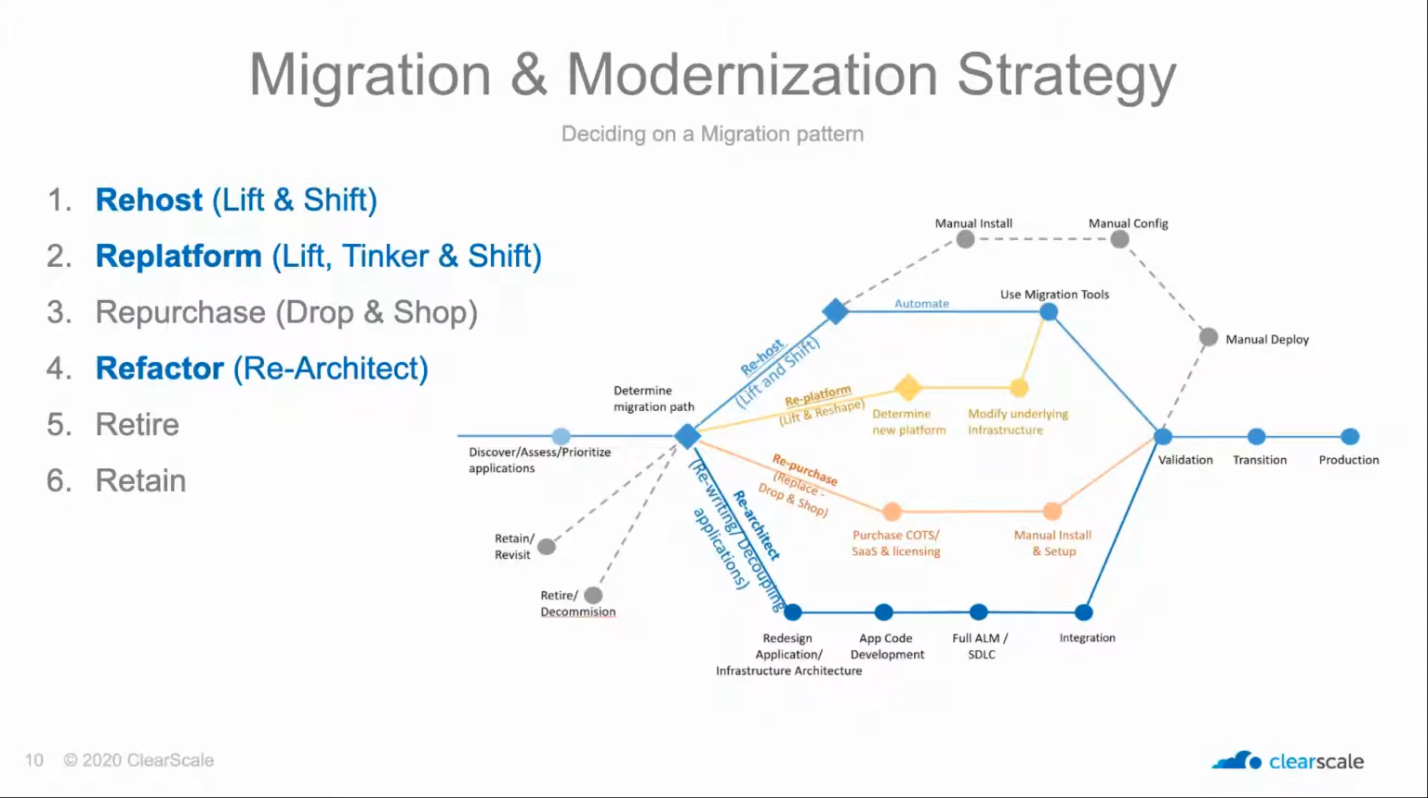The second one is usually where we start with customers, which is the replatform. We call this a lift, tinker, and shift. So you're doing essentially the same as a rehost, but you're trying to separate some of the services you may be running on those VMs.